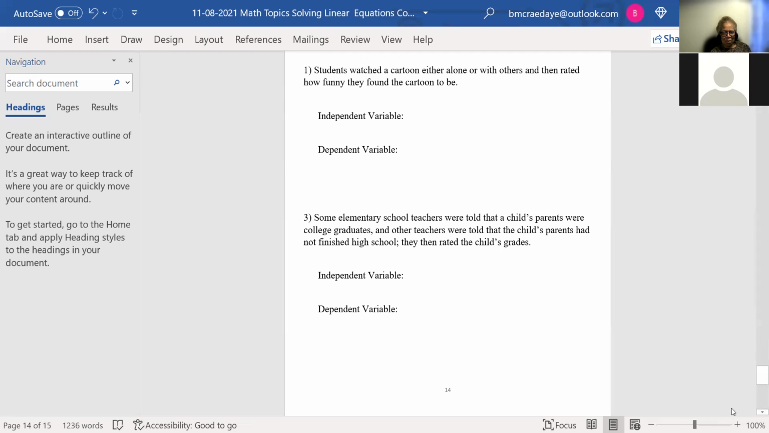So, what's the dependent variable? Some elementary school teachers were told that the children's parents were college grads. No, the dependent variable is the rating of the child's grades. It's dependent upon the education of the child's parents. So the education of the child's parents is the independent variable. The dependent variable is the rating of the child's grades. All right. Very good, Maureen. You have an excellent handle on independent and dependent variables.